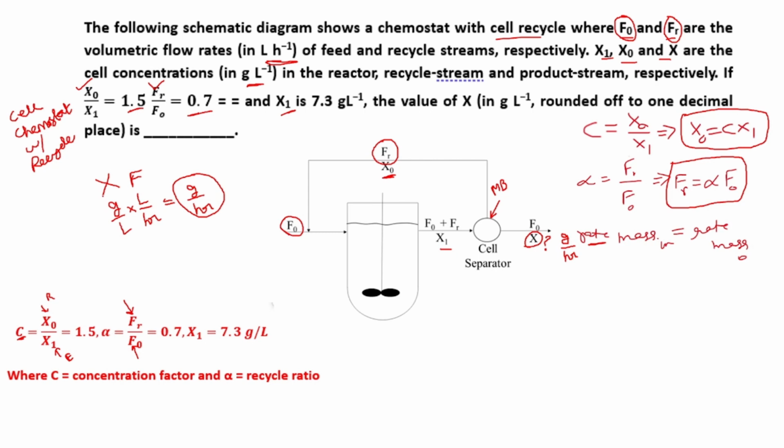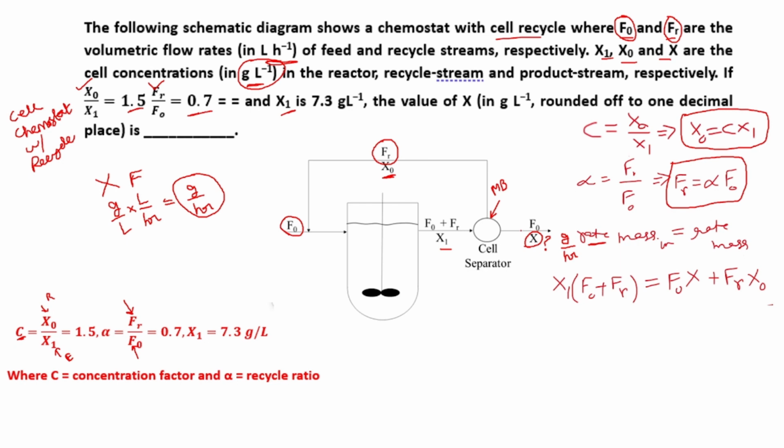Here there are three different concentrations, x1, x0, and x, and they have mentioned that the units of all three cell concentrations are grams per liter. So accordingly we will multiply the cell concentrations with the corresponding flow rates to get the desired mass rate.